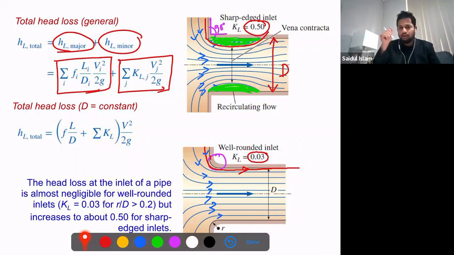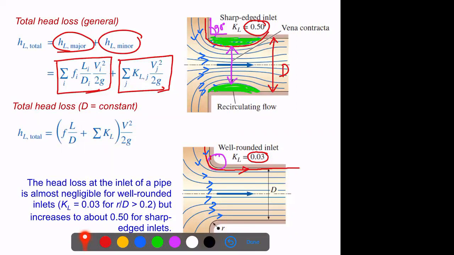So what happened here? This pipe and this pipe, physically, are the same diameter. But when the fluid flow is happening, it is this diameter. This is the actual flow diameter. It is called the vena contracta. The flow surface area becomes narrow, so it acts like a contraction. The pipe becomes narrow. So now you can remember the Bernoulli principle.